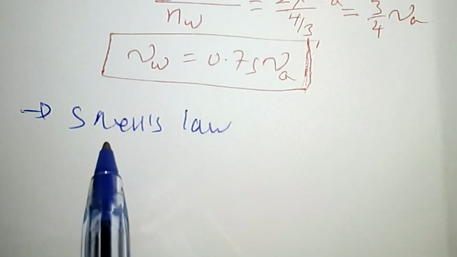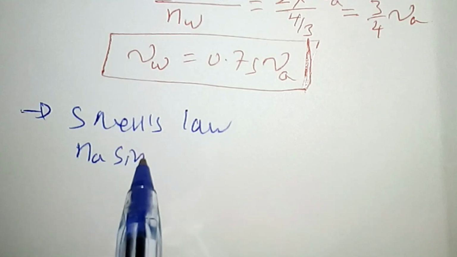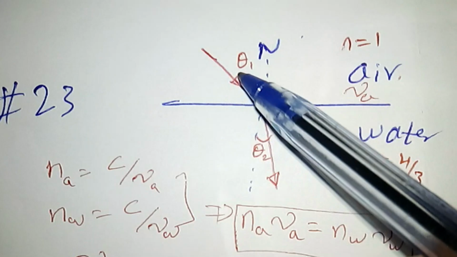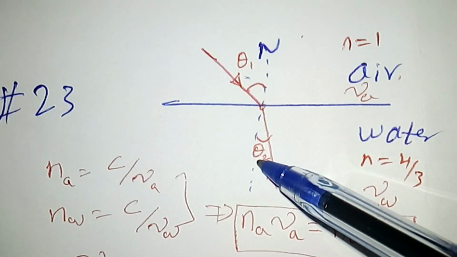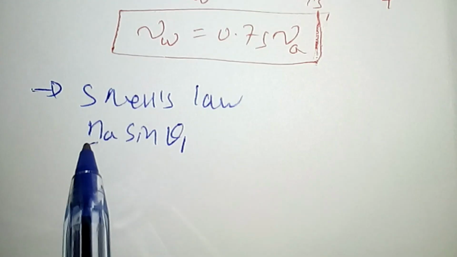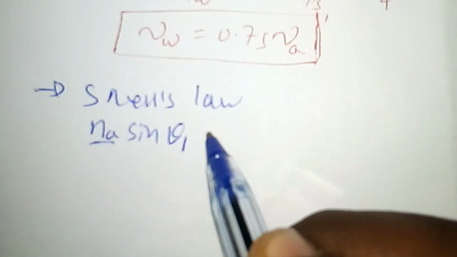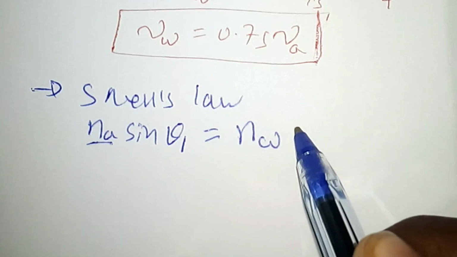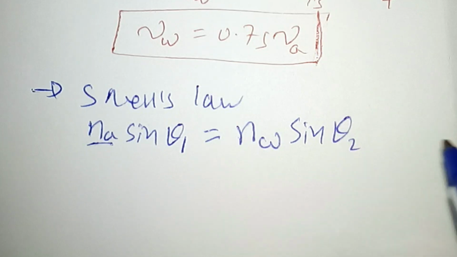So from Snell's law, theta 1 is the angle of incidence and theta 2 is the angle of refraction, or the angle of transmission. By using Snell's law, the refractive index of medium 1 times the sine of the angle of incidence is equal to the refractive index of the second medium, which is water, times the sine of theta 2, which is the angle of refraction of the light.